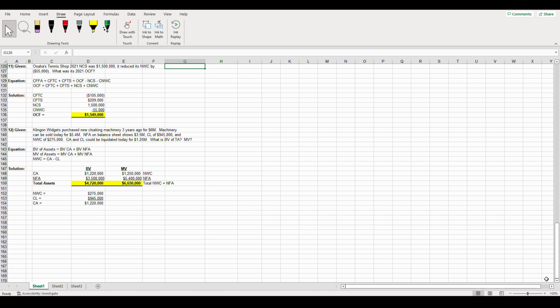What was their OCF in 2020? Now, one way we can calculate OCF is by using the income statement, EBIT plus D minus T, if we're given an income statement. In this case, we're not. So we have to use another method.